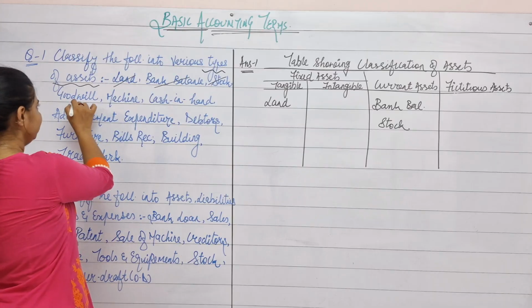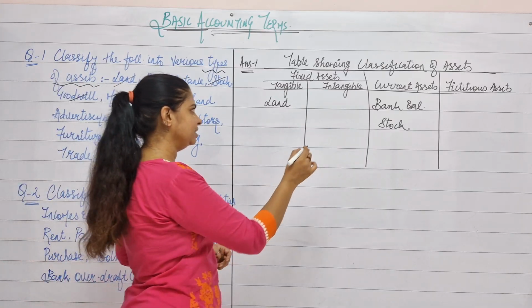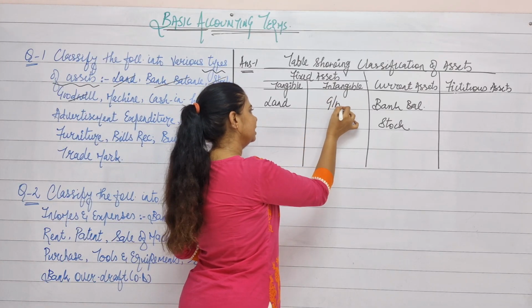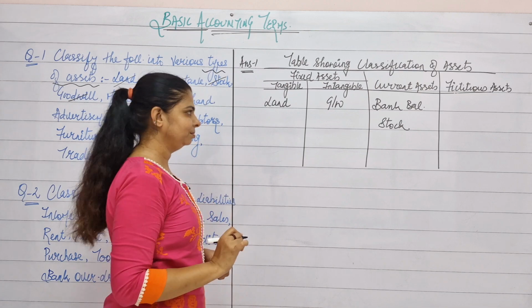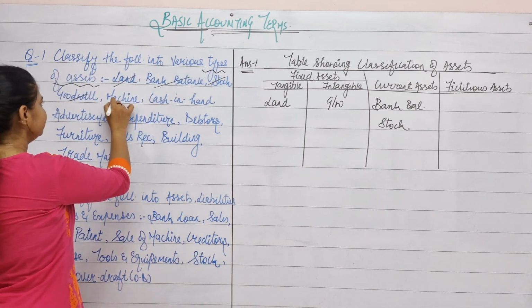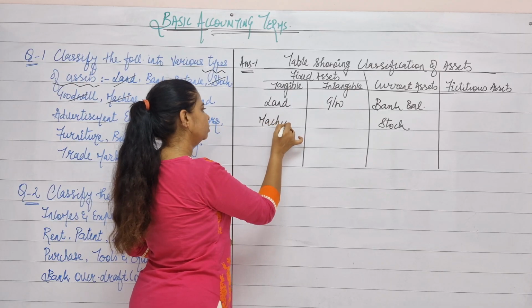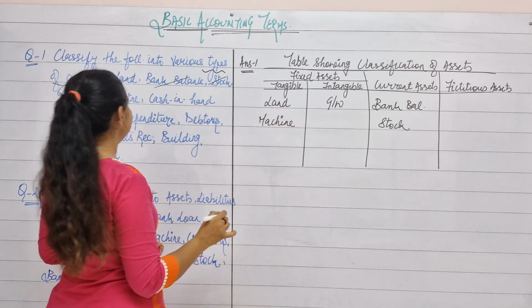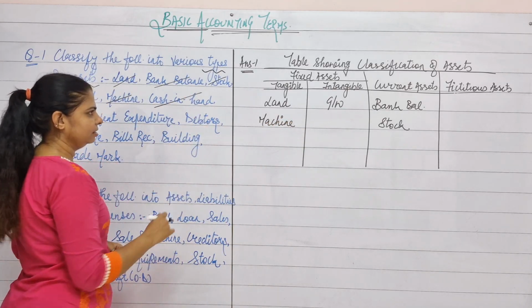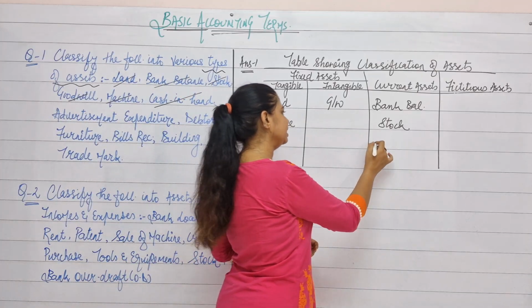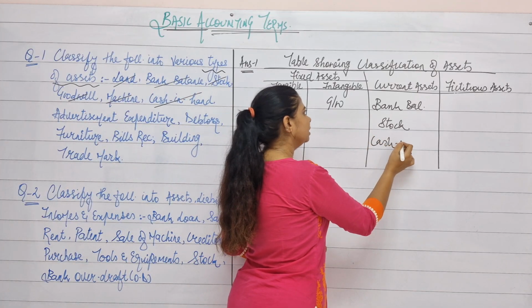Then the next item is goodwill. Goodwill is your fixed and intangible asset and thus you will drop it here. Then the next item is machine. Machine is your fixed and tangible asset. So you will drop it over here. Next item is cash in hand. Daily value change होती है and thus cash in hand is your current asset.